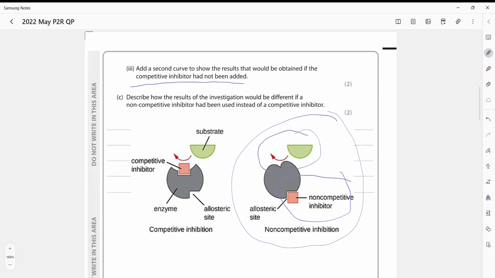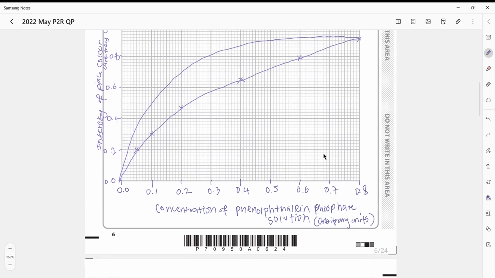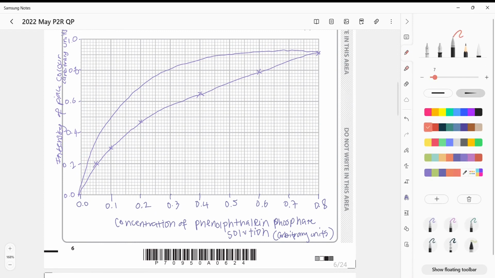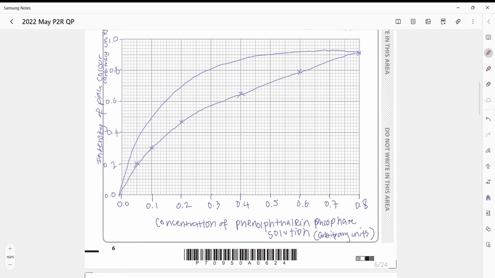Now, because of that, because the active site has changed shape, the maximum activity cannot be reached. So I'm just going to draw this in a different color because you don't have to draw this for this question, but I'm just going to draw what it would look like.